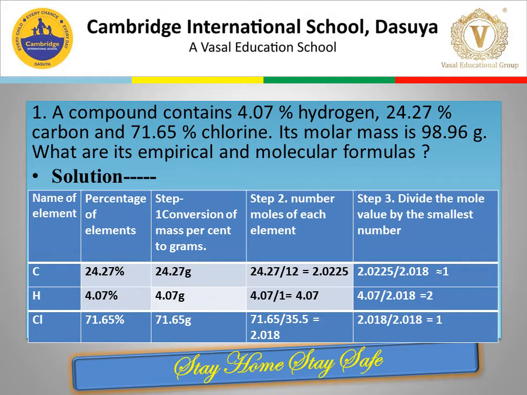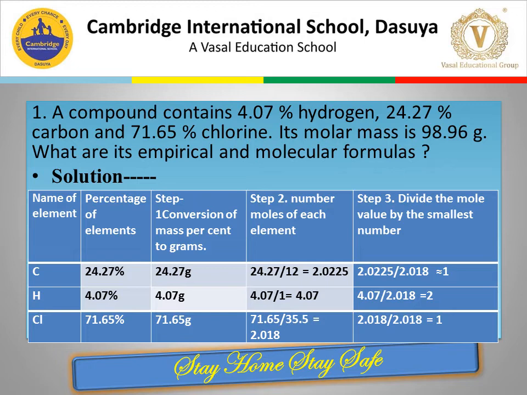Let us solve it. First of all, we write the elements in sequence, carbon, hydrogen and chlorine, and write their percentage in front of it. Carbon is 24.27%, hydrogen is 4.07%, chlorine is 71.65%. Since the masses are given in terms of percentage, they can be directly converted into grams, considering that the total mass is 100 gram. So carbon becomes 24.27 gram, hydrogen becomes 4.07 gram and chlorine is 71.65 gram.